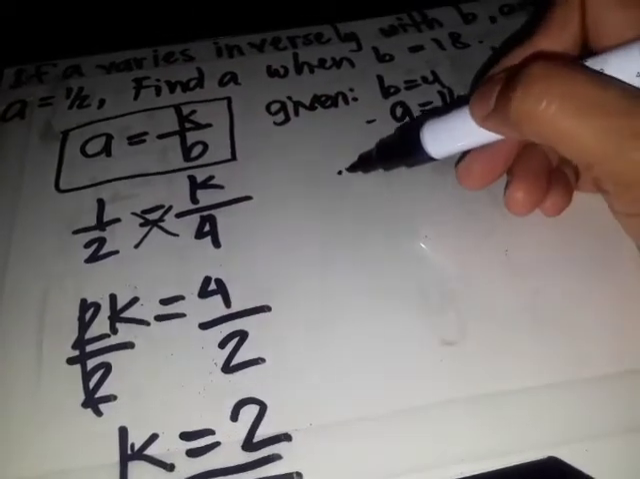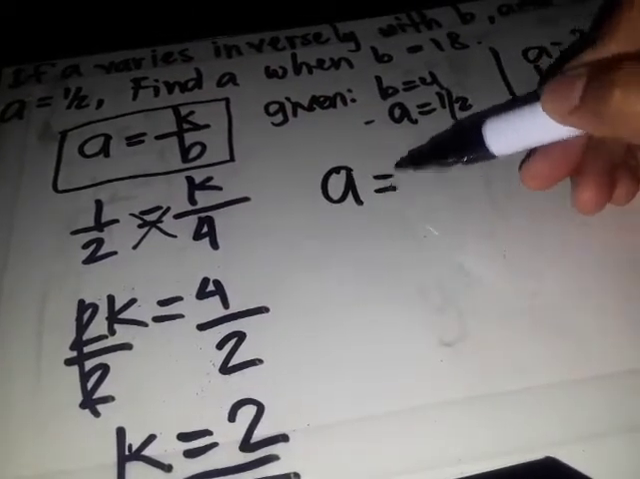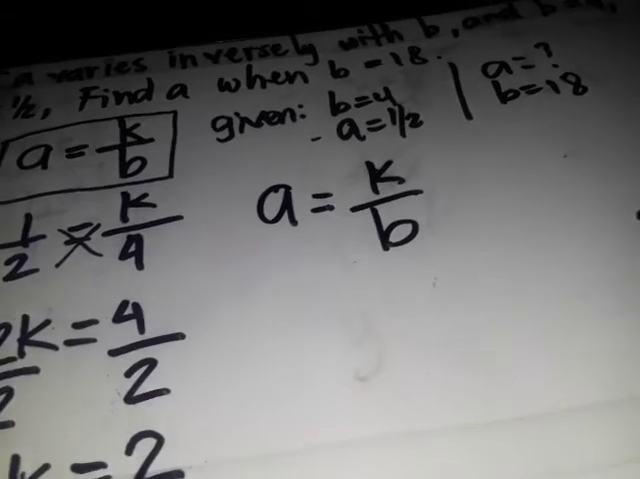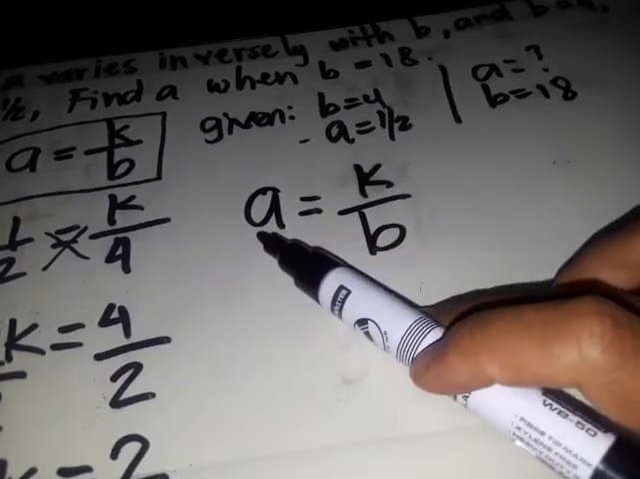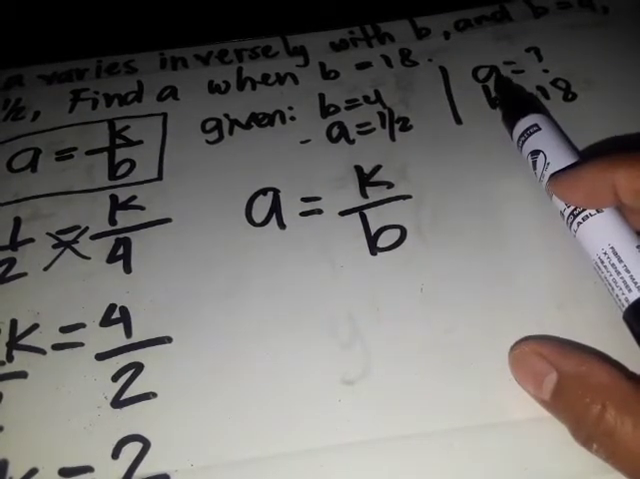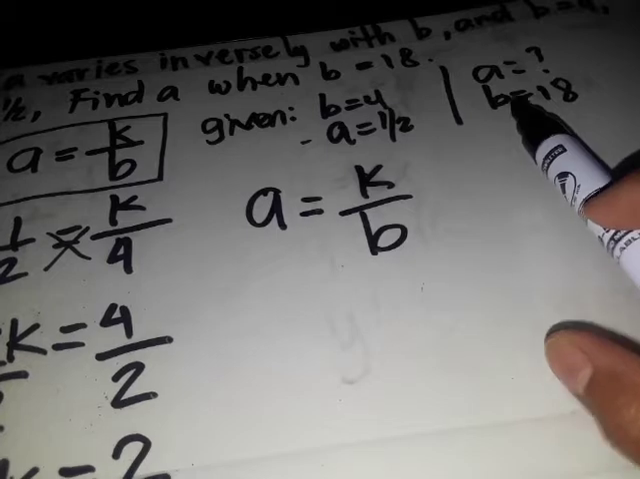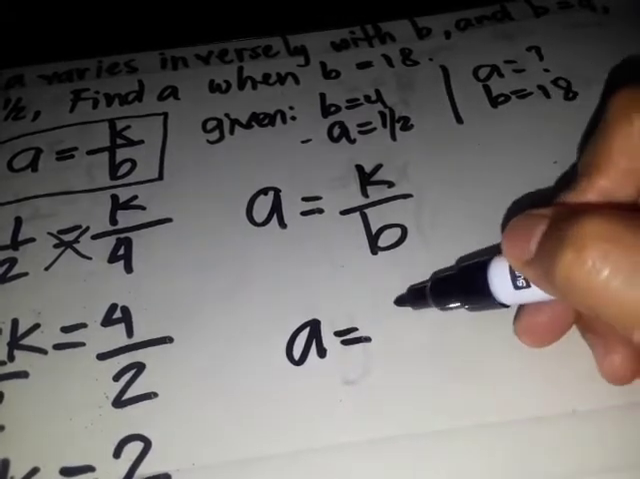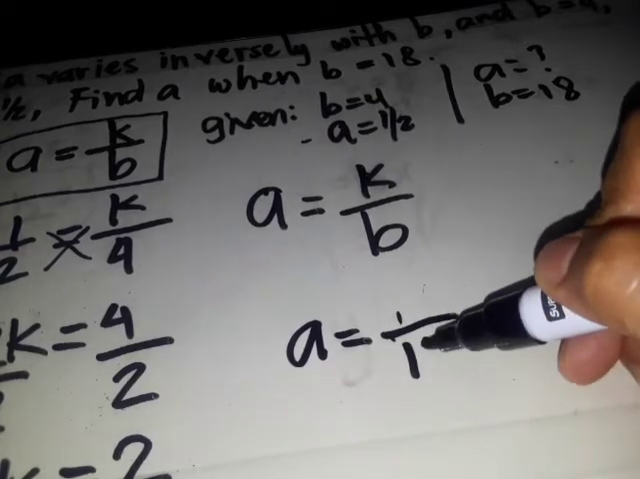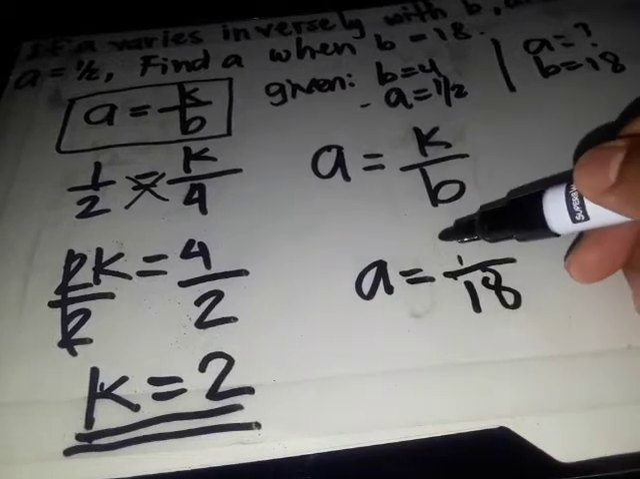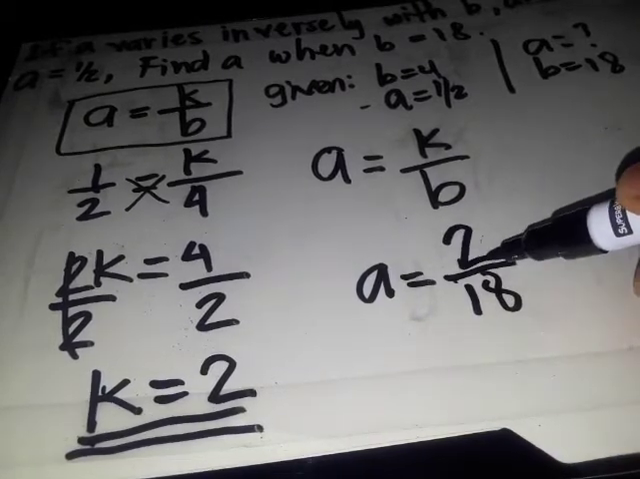So, kokopyahin lang. A is equal to K over B. Next, ngayon, hinahanap natin si A. Okay? So, gagamitin na natin ngayon ang ating B dito. So, A is equal to B natin ay 18, and of course, ang ating K na nakuha ay 2. So, i-substitute na natin sa taas.